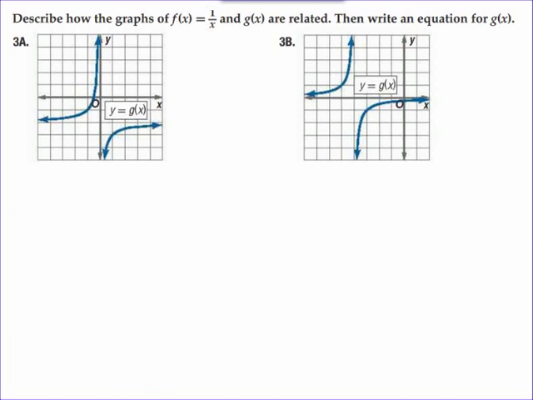Okay, let's look at another one. Describe how the graphs of f of x equals 1 over x and g of x are related. So first of all, I can tell you right now that f of x looks something like this. Now how do you know that? I quickly plugged in the numbers -1, 1, and 2. That is what 1 over x looks like.